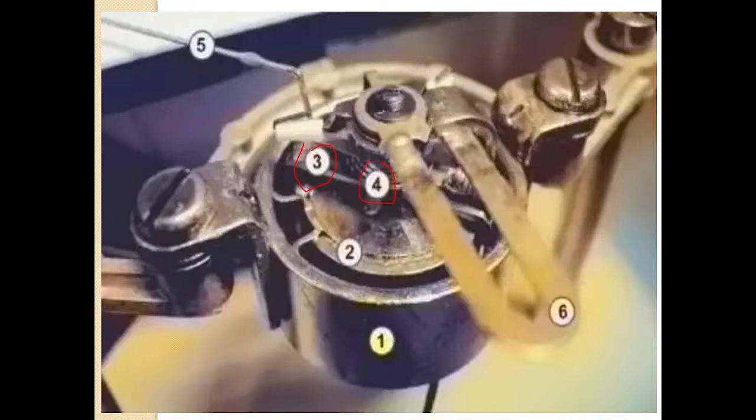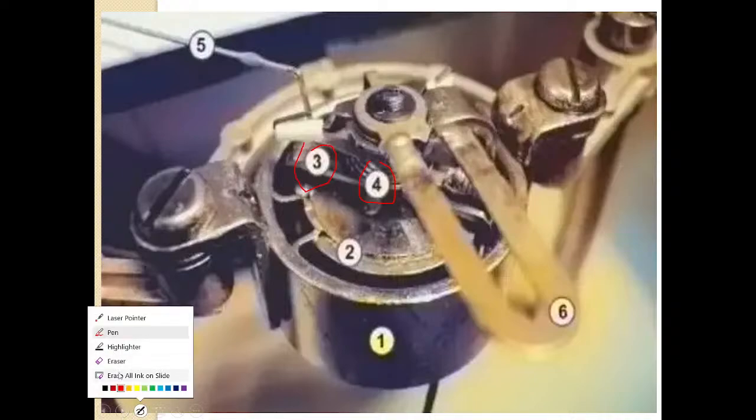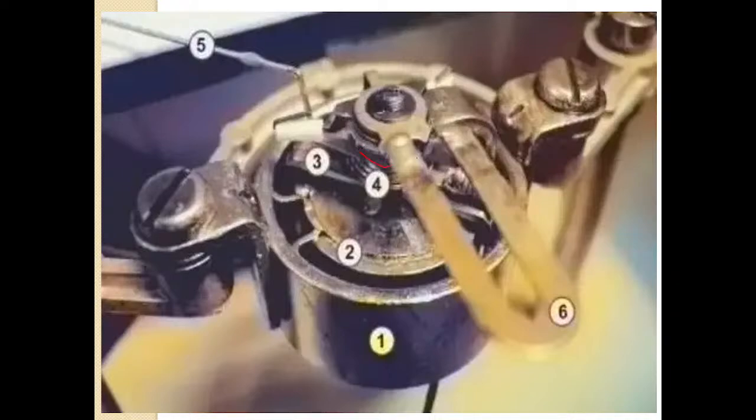Here you can see 4. 4 is the spring. This is some photo which I got from somewhere, so I don't know whether it is clearly visible. If you carefully observe, there is a spring-like structure below 4. So 4 is the spring, known as the control spring. And 5 is the pointer.